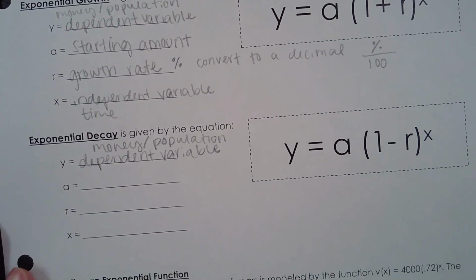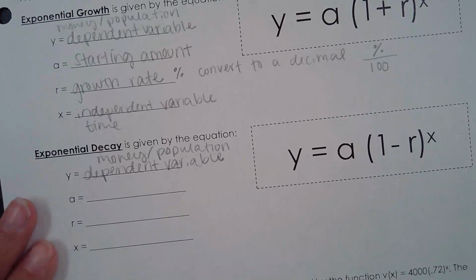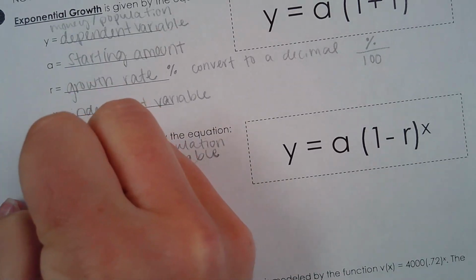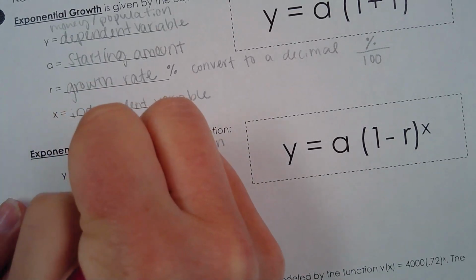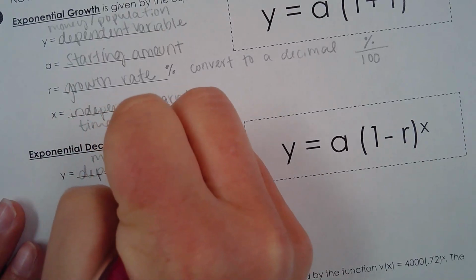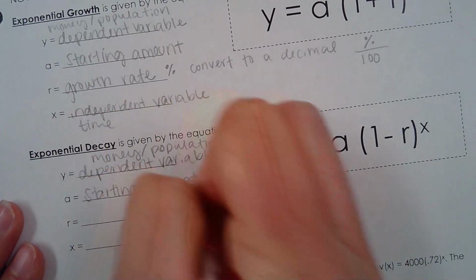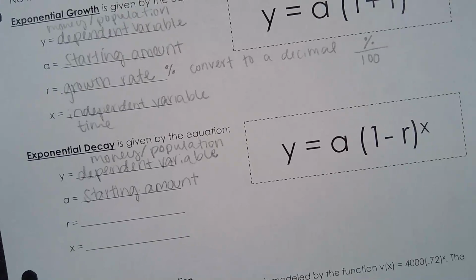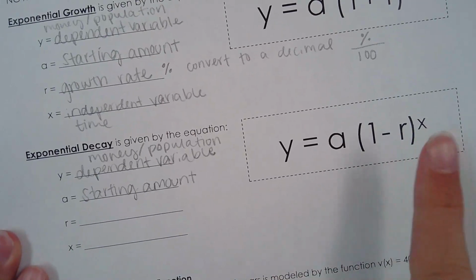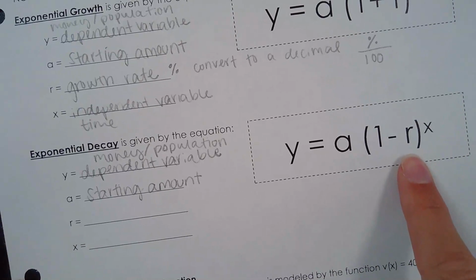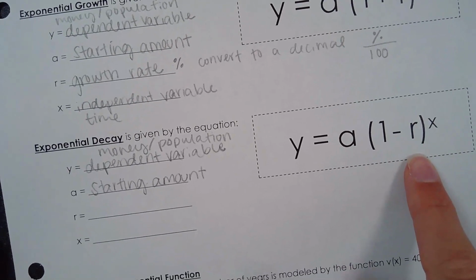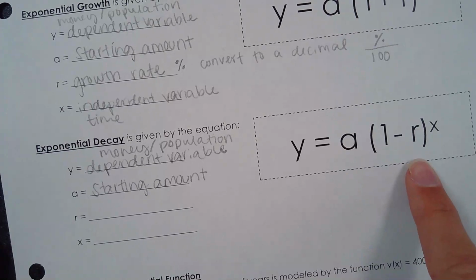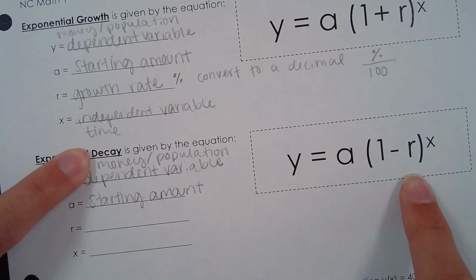Okay, so what is that A still going to represent? Your starting amount, good. What is that R going to represent? Last time we called it the growth rate. What do you think we'd call it this time, if we're talking about decay now? Decay rate.